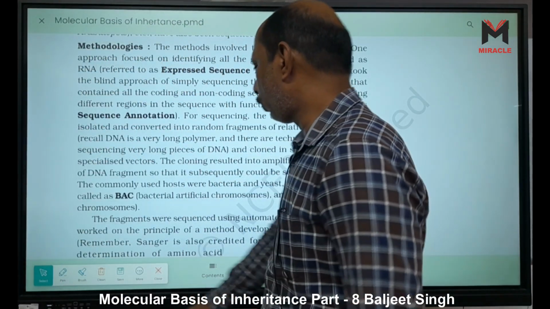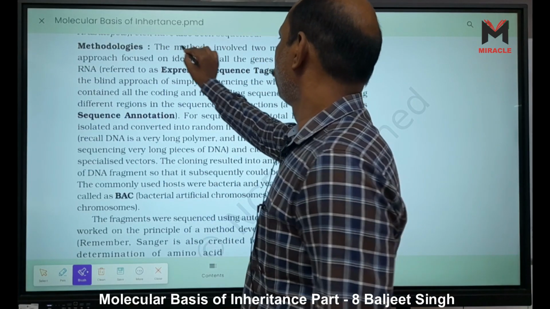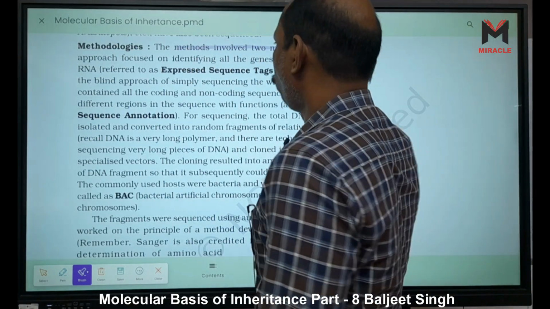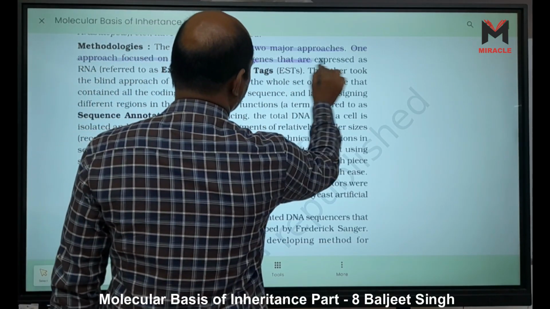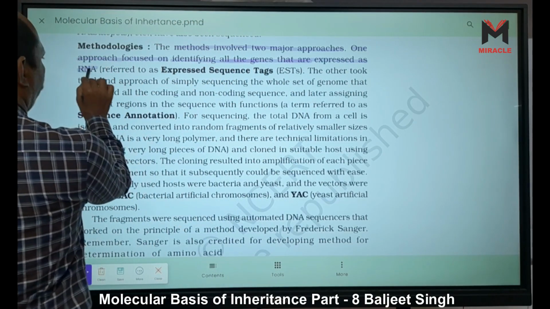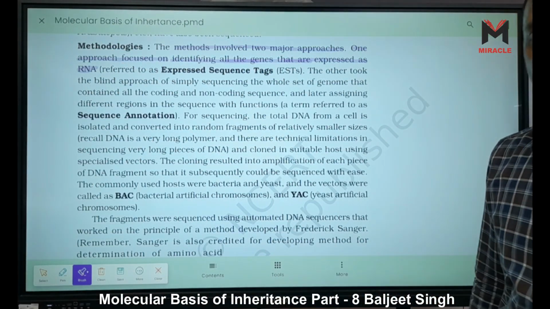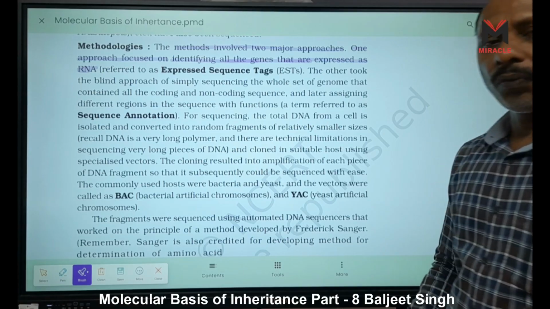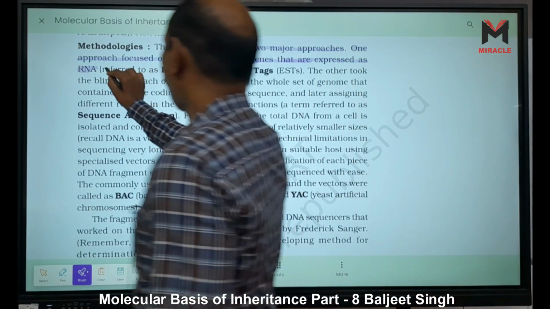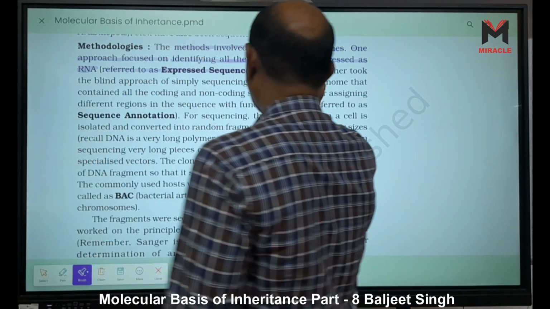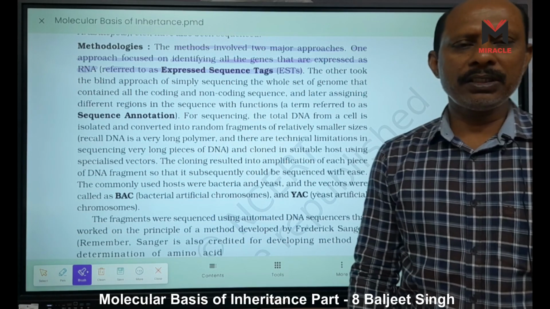The method involved two major approaches. First, one approach focused on identifying all the genes that are expressed as RNA. That are expressed as RNA means they transcribe RNA, or we can say they are transcriptionally active DNA, referred to as expressed sequence tags, ESTs. ESTs, expressed sequence tags.